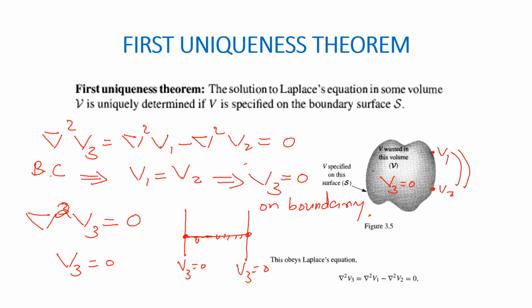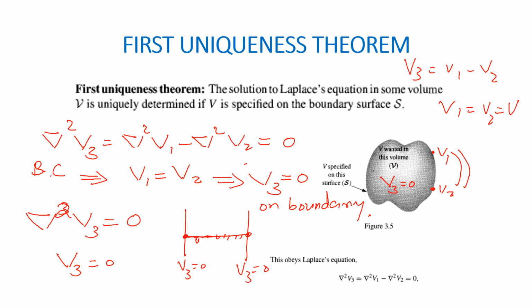So if V3 is 0 inside the conductor, then what does it show? Because V3 is actually V1 minus V2, that is the definition that we gave. If V3 is equal to 0 everywhere inside the conductor, that shows V1 is equal to V2, or there is only one solution to this Laplace equation. So if the potential on the surface is defined, then the potential inside can be uniquely determined. That is the sole meaning of the first uniqueness theorem.